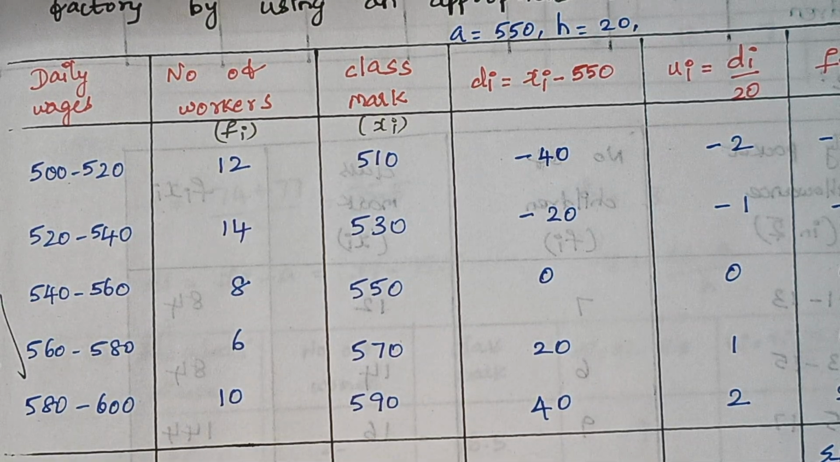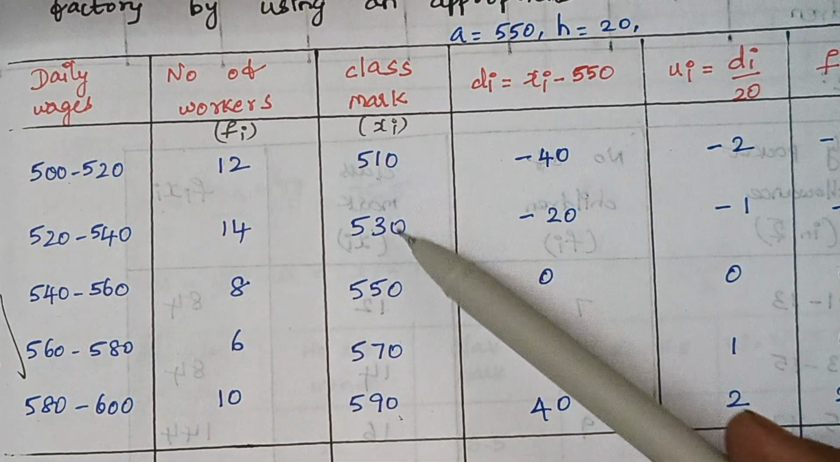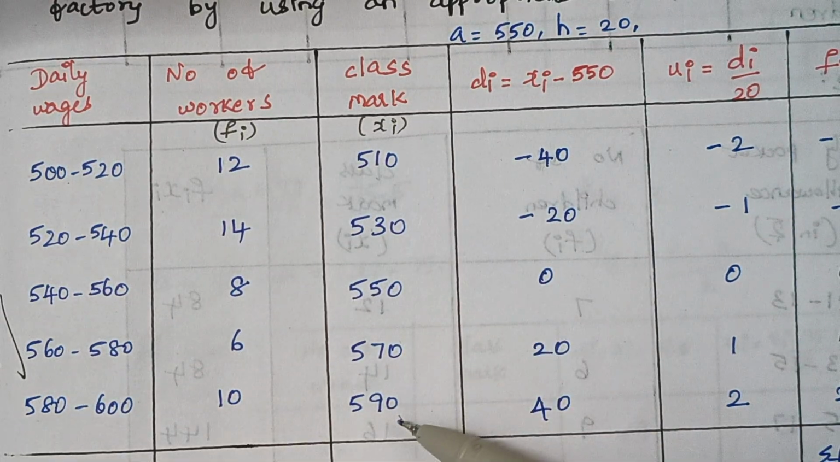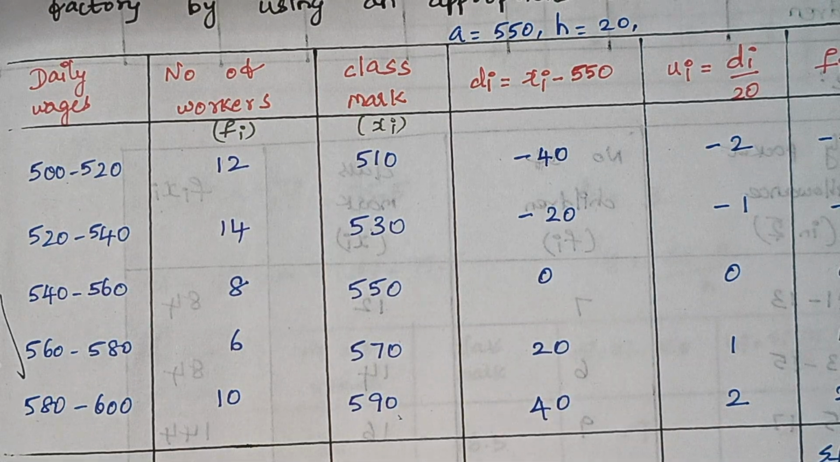Once you look at the values of Xi, then we can decide which method to proceed with. You see, the values of Xi are quite big. Therefore, here we decided to proceed with the step deviation method.